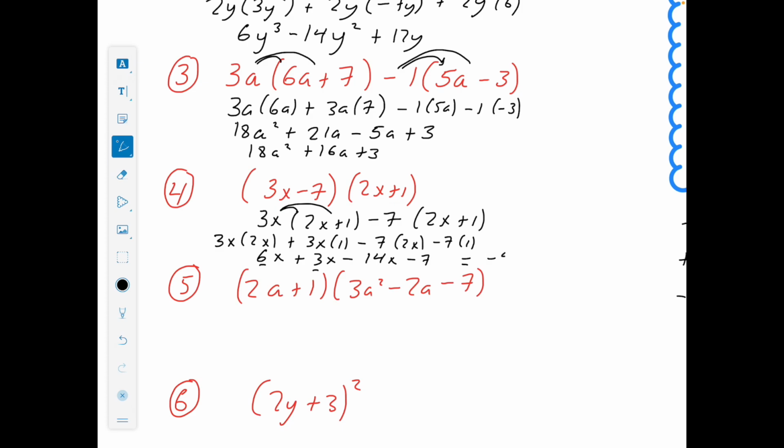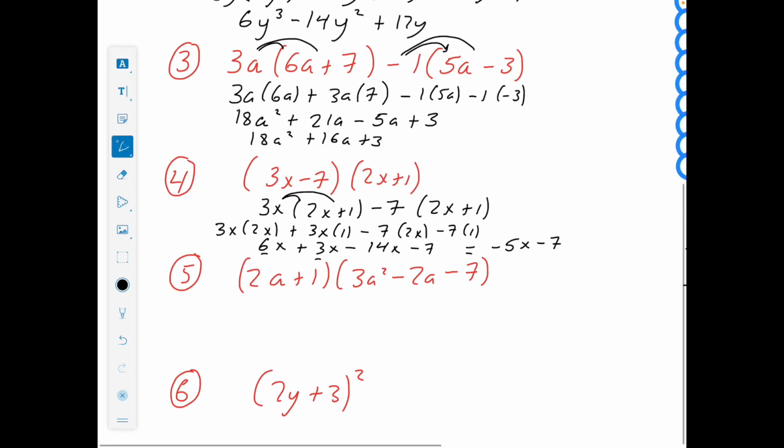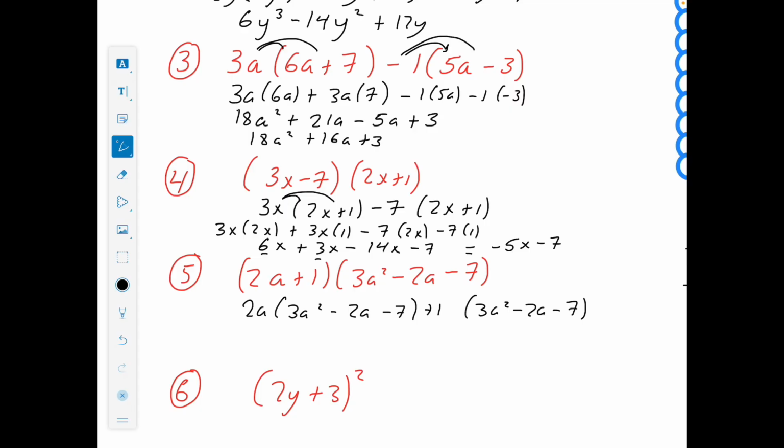Now I can simplify this. So 6 plus 3 gives me 9, minus 14 gives me minus 5x, minus 7. Okay, now when we have three things in the second bracket, same thing. Okay, so again, write down the second bracket twice. So that'll be 3a squared minus 2a minus 7. And split up the first bracket.